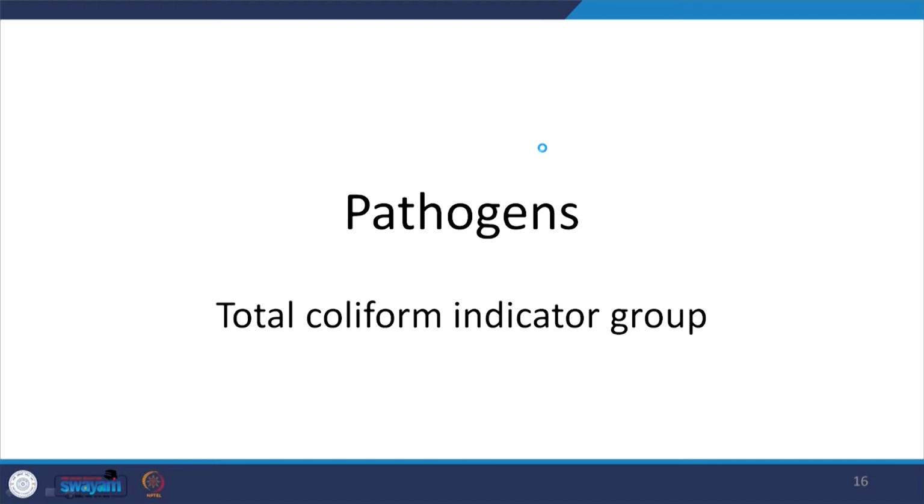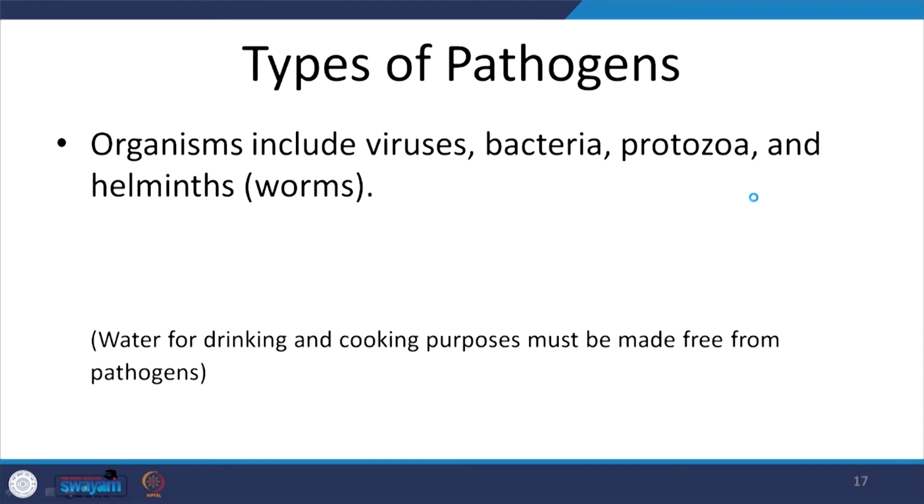So pathogens, typically we look at total coliform. We don't look at fecal coliform. Fecal coliform is a subgroup within total coliform. So it also includes, what do we say, microorganisms from roots of plants and such, if I am not wrong, and also from the guts of warm-blooded animals, which includes human beings too, right? The organisms include viruses, bacteria, protozoa, and helminths.